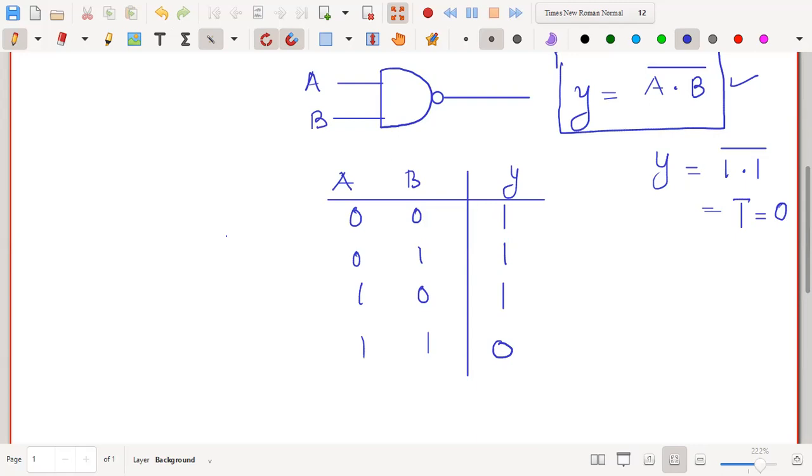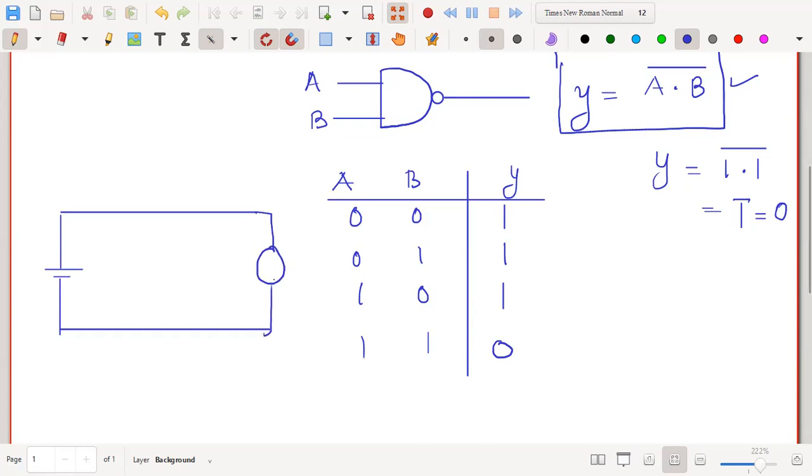Now similarly, you can also draw the switching circuit for this particular NAND gate. ठीक है, कैसे switching circuit बनाएंगे? Suppose this is my output, it indicates the load or the bulb. So I'm just going to write a B here. This B is not the same as the other one here.